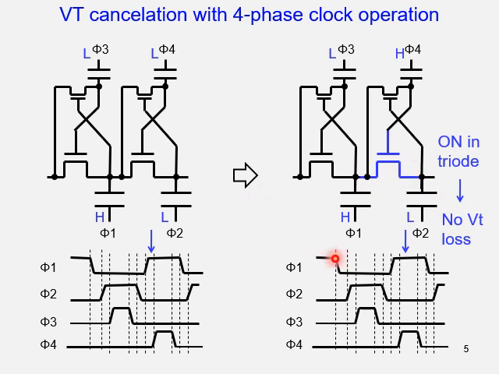Of course, in this case, in comparison with the 2-phase clock case, there are margins between the two adjacent clocks, and so the operational frequency could be limited, and also you have the off time in one clock period.